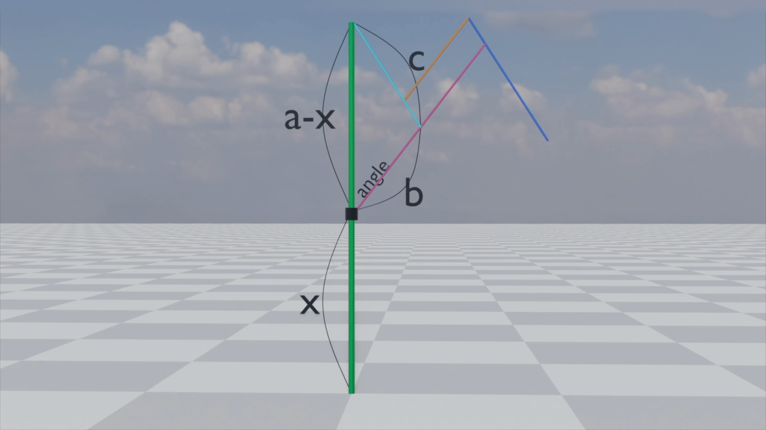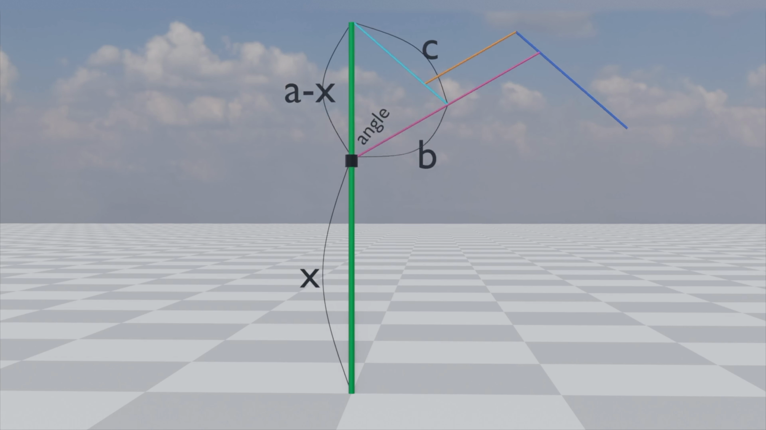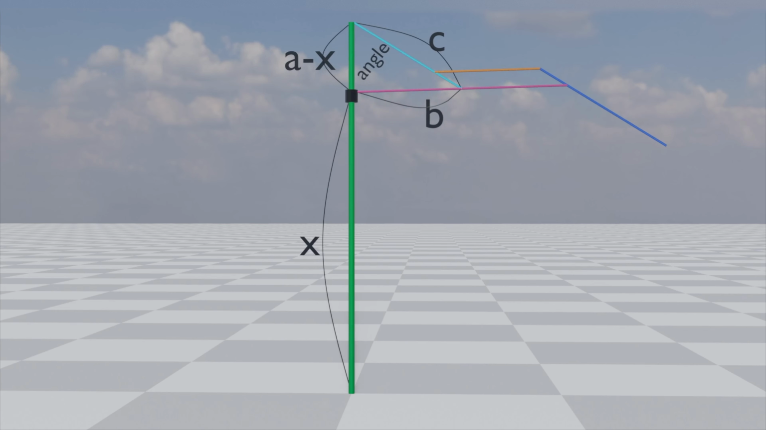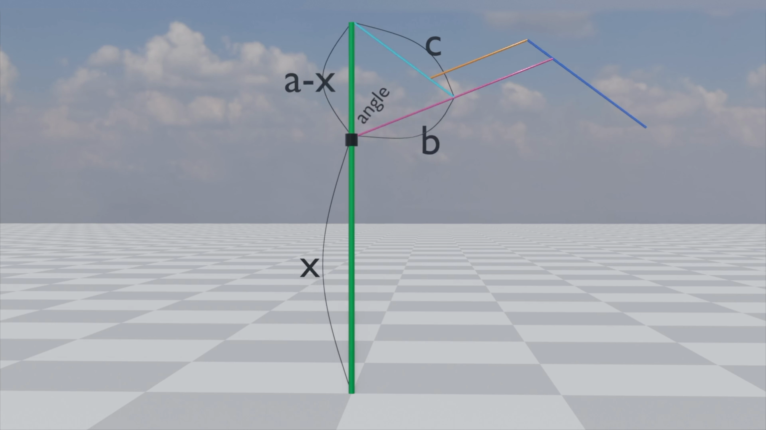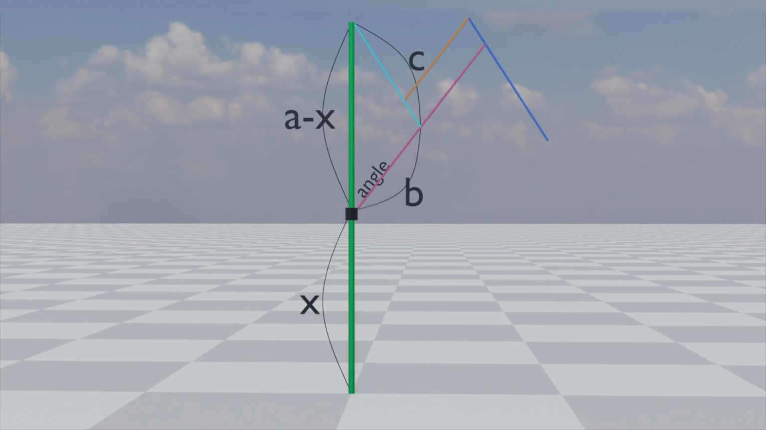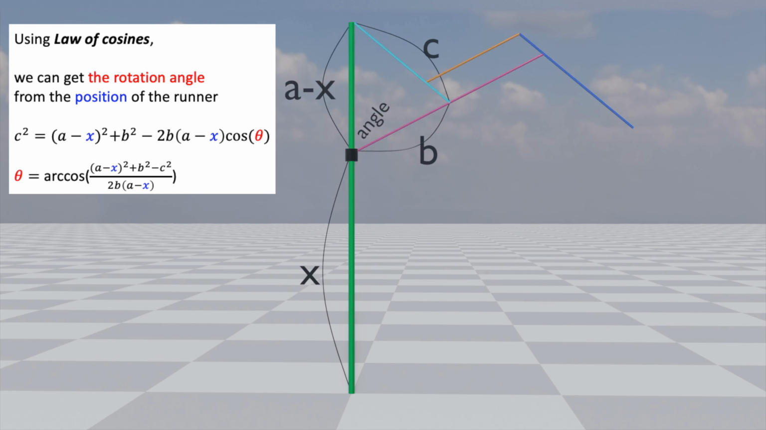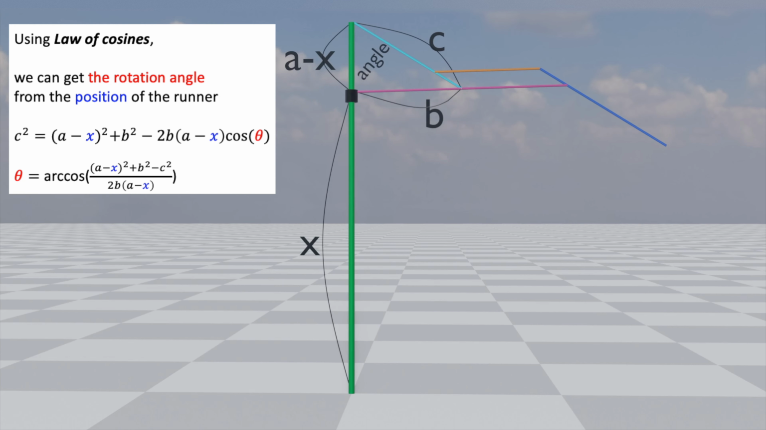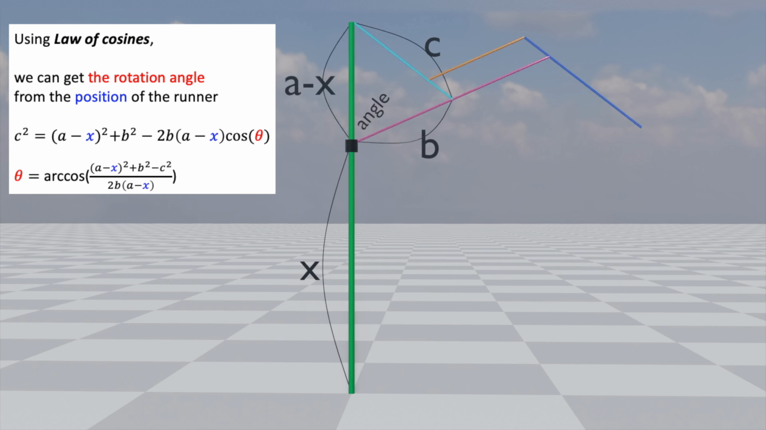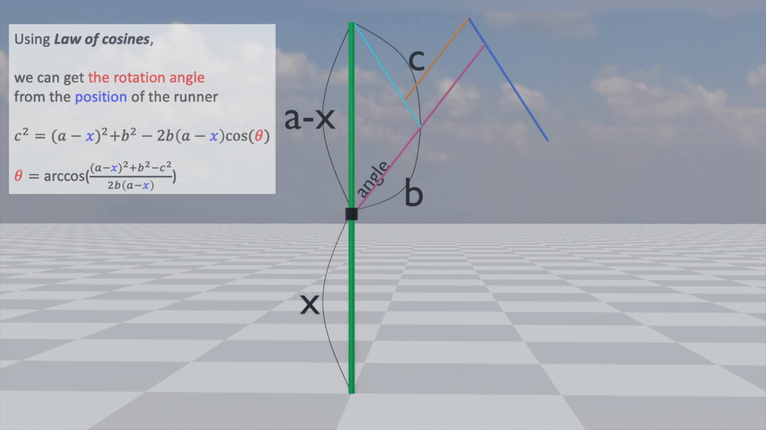The runner is the black object moving along the green shaft. When the distance from the bottom of the shaft to the runner is defined as x, the angle between the shaft and the pink rib can be calculated using the following equation. Once rotated by this angle, the two end positions of the pink rib get to be determined, which subsequently determine the positions of the other ribs.